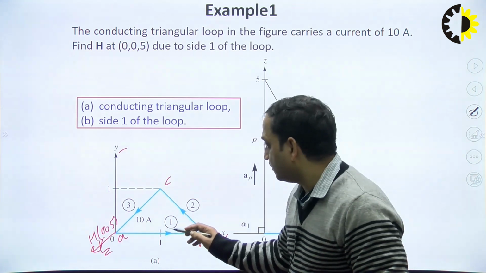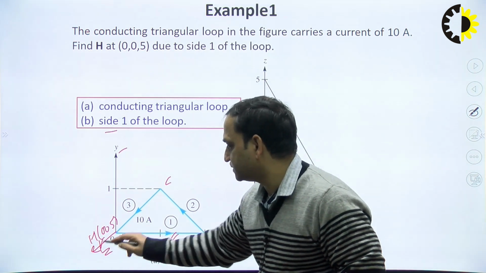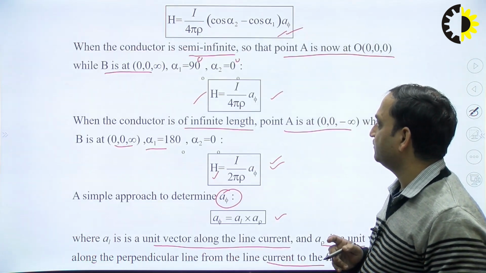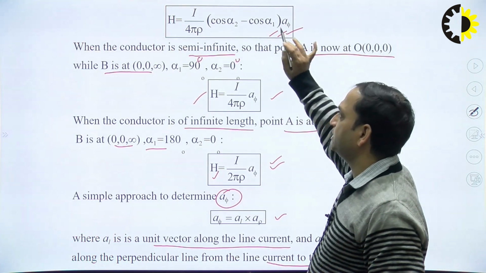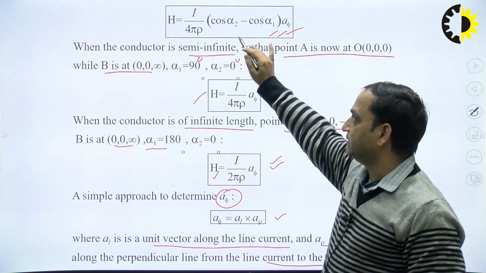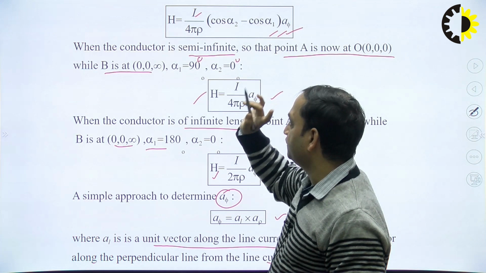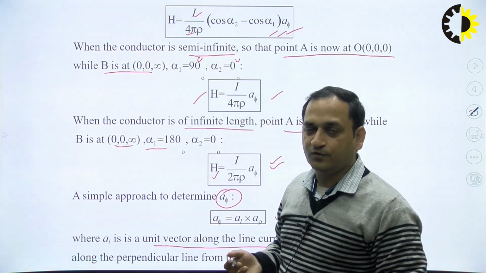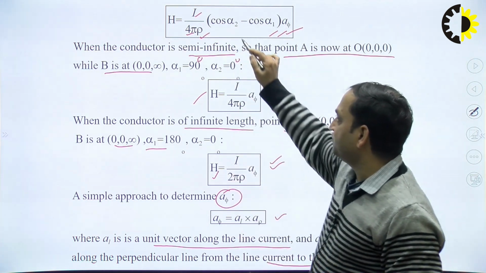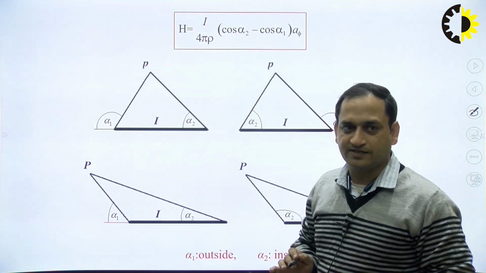Clear? So what we want is due to the side 1. We want the value of H at this point. So how to calculate that? This is very simple. Again we can apply the formula which I just said. We will put in the values of alpha 1 and alpha 2, because I is given to us: 10 ampere, 4 pi is given, and rho is also given. So what is left? The values of alpha 2 and alpha 1. If we know these, then the rest is very easy to understand.